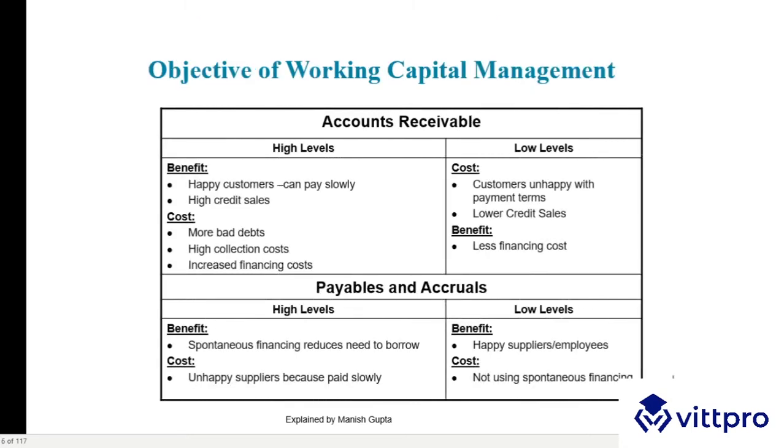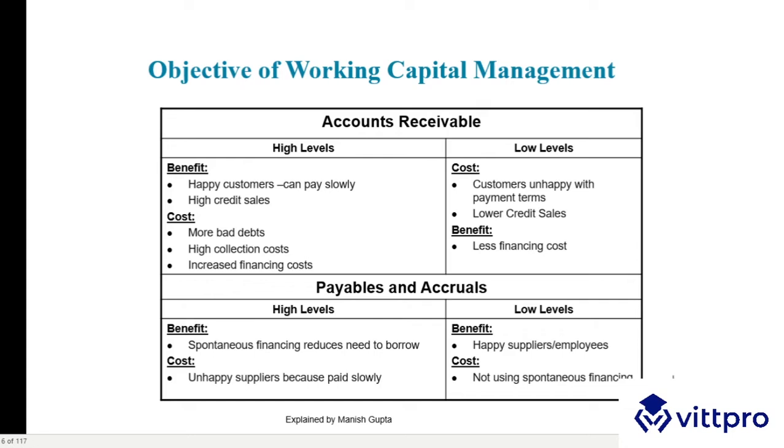And then you have accounts receivable. The benefit of accounts receivable is that customers are happy, right? They don't need to pay, or they can pay slowly. So it will increase the sales level, but the risk is that it will also increase the risk of defaults. If anybody goes out of business, you will not be able to collect the money.